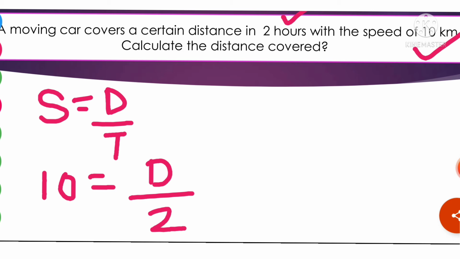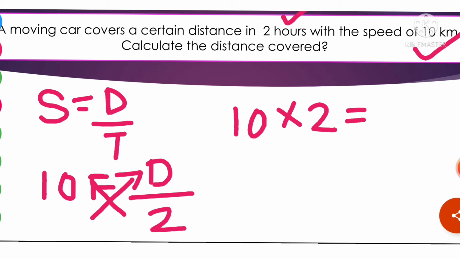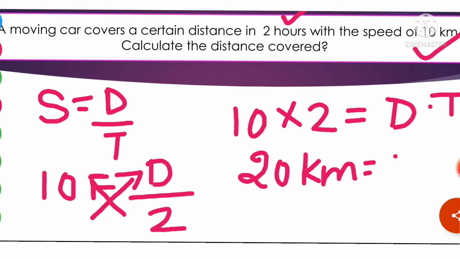Okay. Now we'll cross multiply. When we cross multiply, what will be the answer? 10 multiplied by 2 is equal to distance travelled. It will be 20 km is the distance. So what is your distance? Your distance is 20 km. So a car with a speed of 10 km per hour in 2 hours can cover a distance of 20 km. So I hope it is clear to you. Now let's come to the next question.